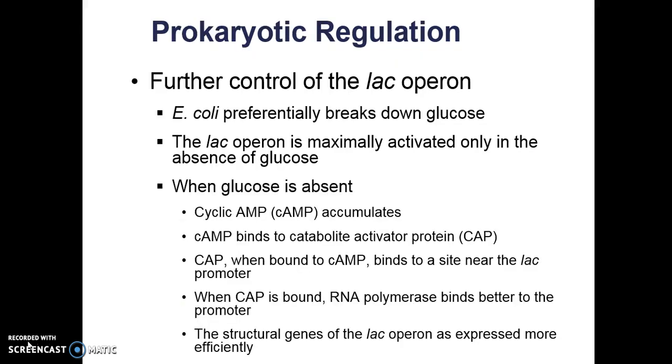All right, well, there's further control that goes along with this lac operon. E. coli preferentially breaks down glucose, and the lac operon is maximally activated only in the absence of glucose. So when glucose is absent, cAMP, or cyclic AMP, accumulates, and that's going to bind to the catabolite activator protein, which is CAP. Then, bound to cAMP, it will bind to a site near the lac promoter. When CAP is bound, RNA polymerase binds better to the promoter. Those structural genes of the lac operon are expressed more efficiently. So CAP is the catabolite activator protein. And when it binds to the DNA, it exposes that promoter to the RNA polymerase.